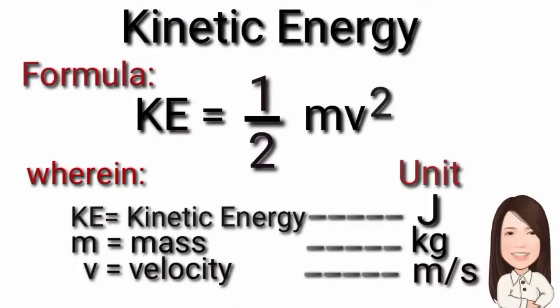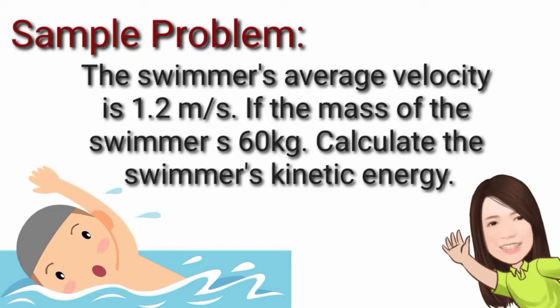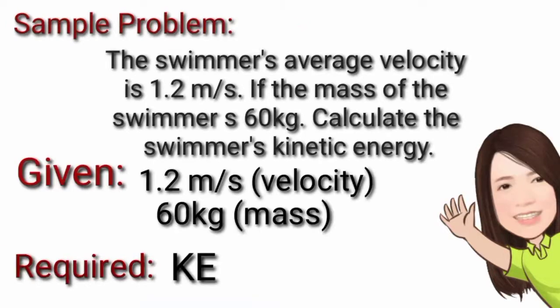Kinetic energy or KE. Formula: KE equals 1/2 times m times v squared, wherein KE is kinetic energy, unit J; m is mass, unit kilogram; v is velocity, unit meter per second. Let's try this. The swimmer's average velocity is 1.2 meters per second. If the mass of the swimmer is 60 kilograms, calculate the swimmer's kinetic energy. Our given: 1.2 meters per second is the velocity, 60 kilograms mass. We are required to find kinetic energy.